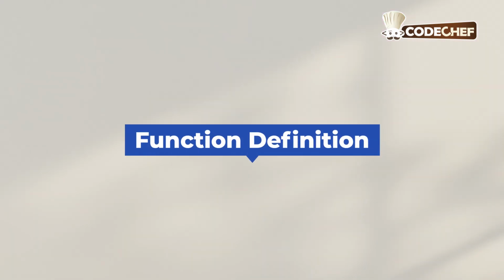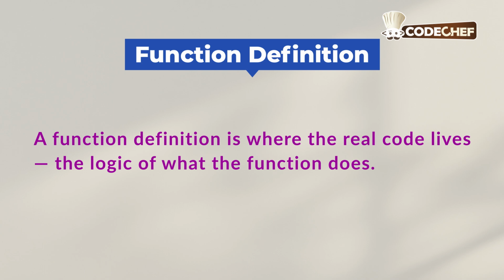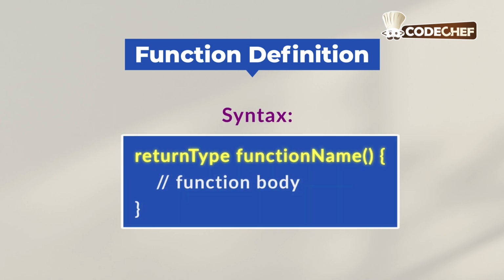Then function definition. A function definition is where the real code lives, which means it is the logic of what the function does. Its syntax is return type, function name, then brackets, and then the curly braces begin, in which we write the function body, or the code which will be implemented by this particular function, and the curly braces close.